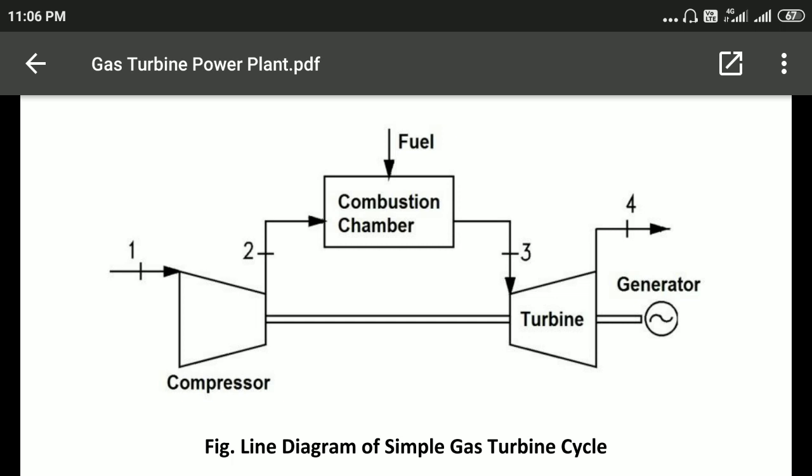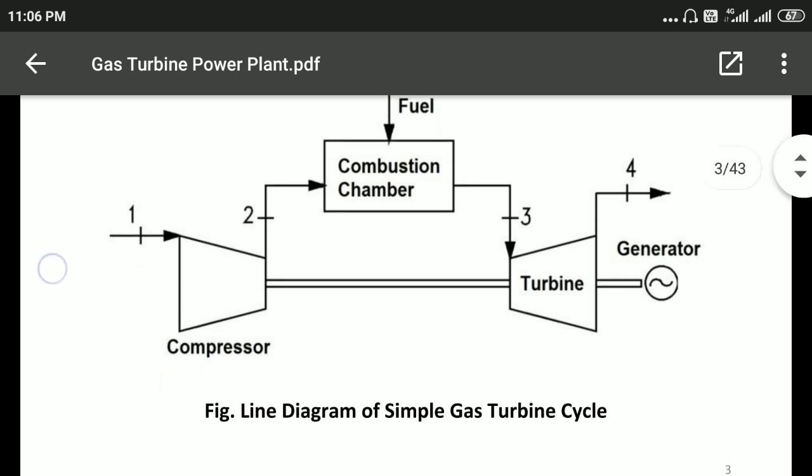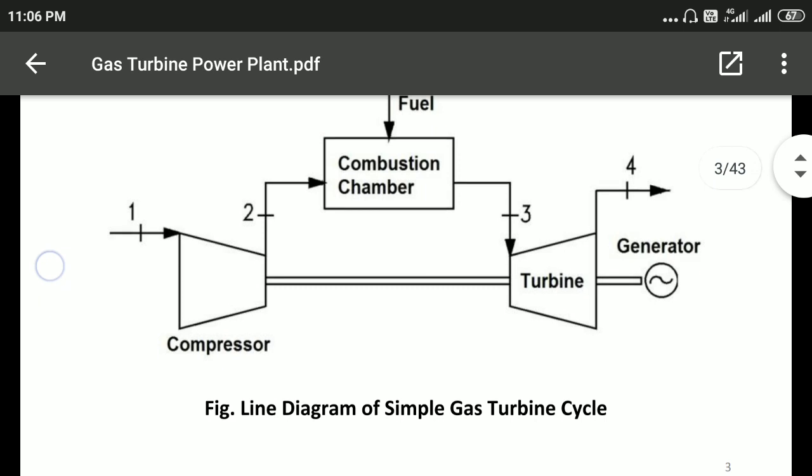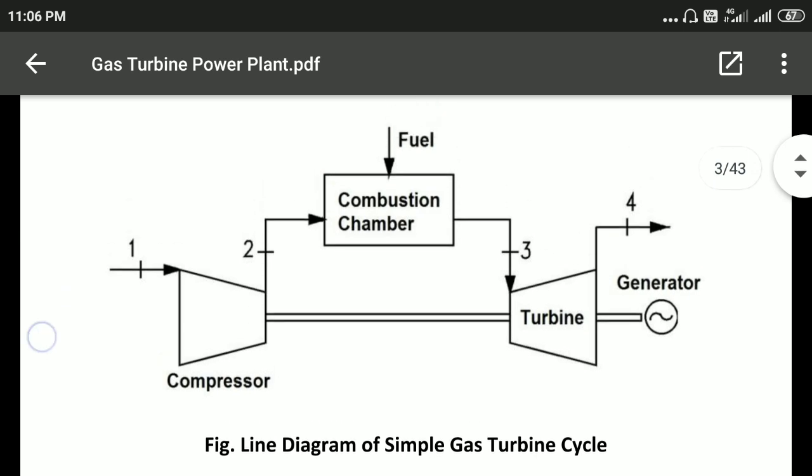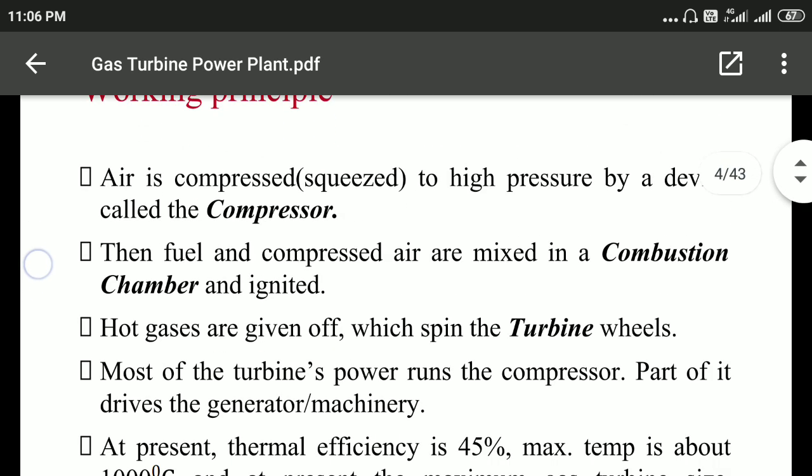If it is an open cycle, then the fourth point, the exhaust gases coming out from the turbine, goes to the atmosphere. The output of the turbine is split: one part is connected to the compressor, where the turbine work itself drives the compressor, and the second part goes to the generator where the power is generated. So this is a simple cycle of the gas turbine power plant.